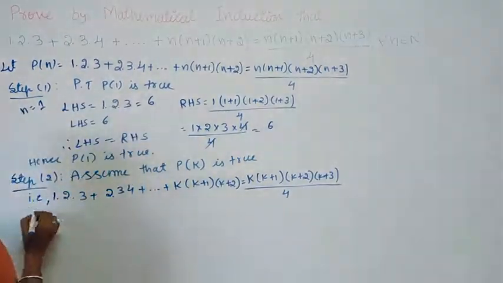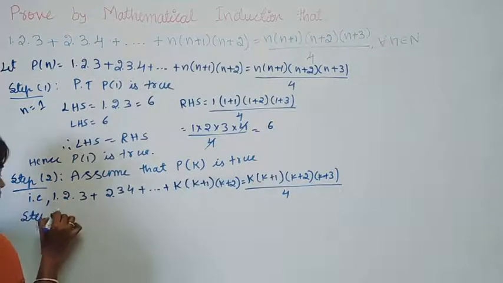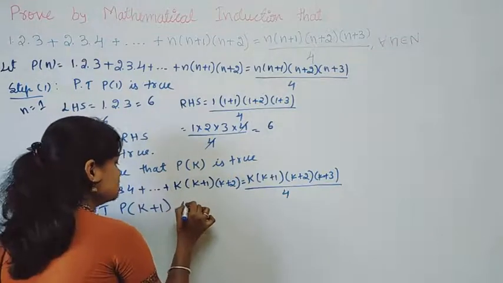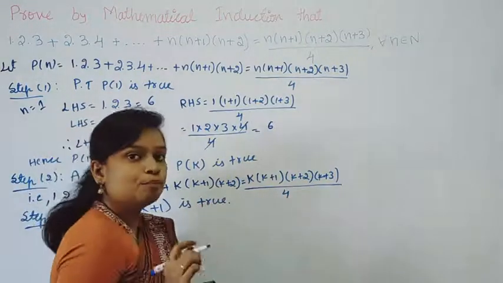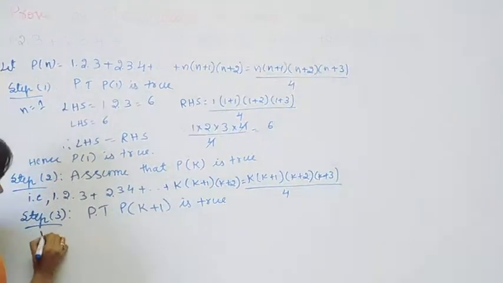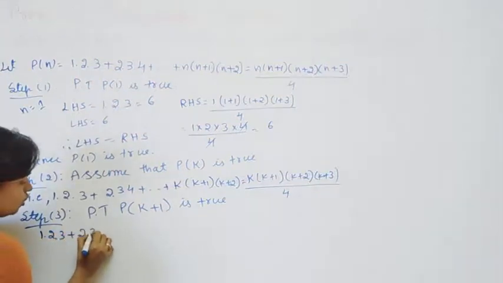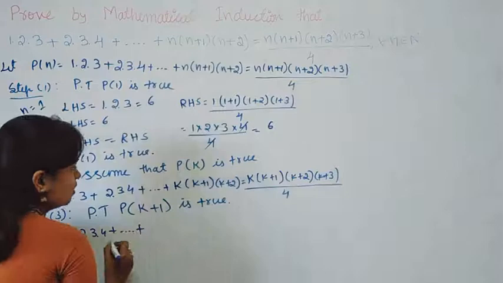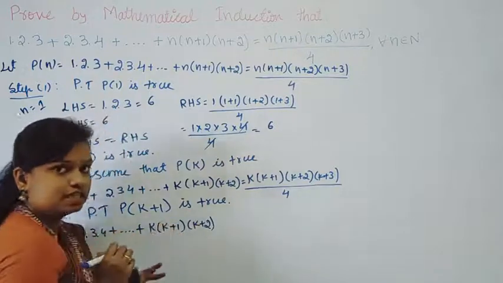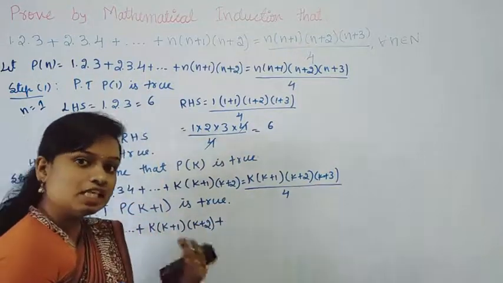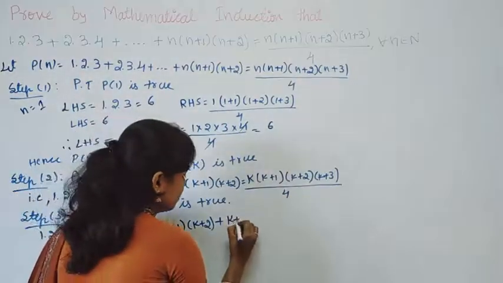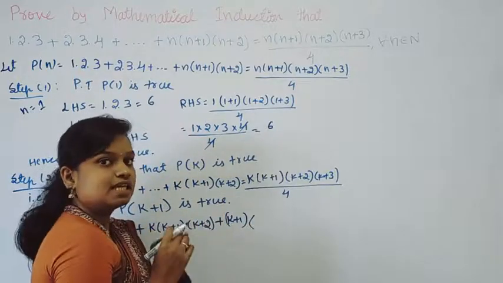Okay. Then we move to step 3. So what is step 3? Prove that P of k plus 1 is true. So we have to show that P of k plus 1 is true. Then the statement becomes, for k plus 1, 1 into 2 into 3 plus 2 into 3 into 4 plus etc. plus k into k plus 1 into k plus 2. This is the kth term. So write down the k plus 1th term. In the place of k replace k plus 1. So k becomes k plus 1, k plus 1 becomes k plus 2.